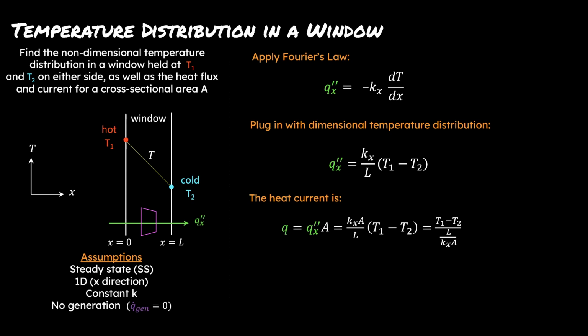We can now also calculate the heat current. That, of course, requires simply taking the flux and multiplying by the cross-sectional area A. And we end up then with k times A divided by L times T1 minus T2. We can rearrange this. And the physical significance of the rearranged form that you see right here, we will discuss in just a moment in the equivalent circuit section.